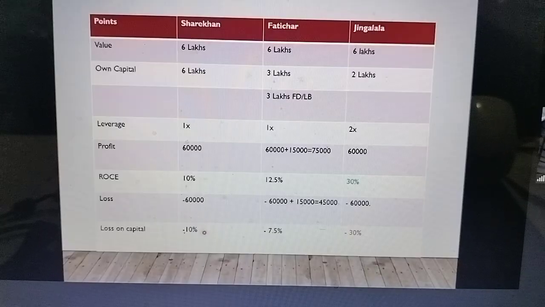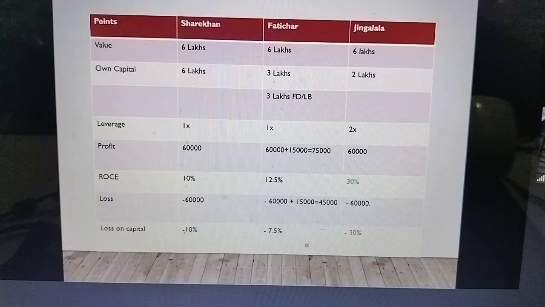Sher Khan made minus 10%. Furniture made minus 7.5%. He made more when the market went up. He lost less when the market went down. The secret is he took advantage of the margin provided by the broker, but he made sure he doesn't take leverage by keeping the rest of the capital in return generating assets, that is FDs or liquidities.